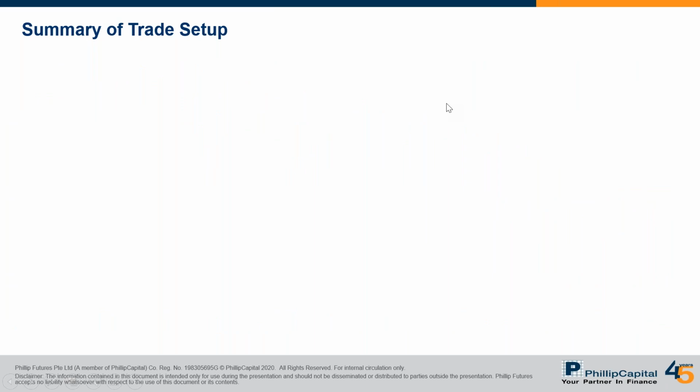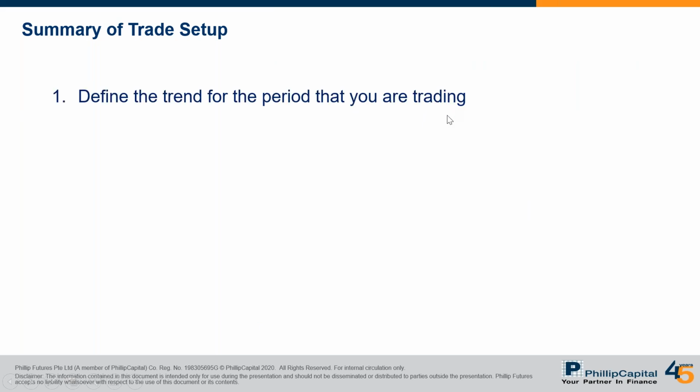Just a quick summary of the trade setup. First, we need to use the moving average to define the trend to trade. If it's on an uptrend, then we will look to buy. If it's on a downtrend, then we will look to sell. Based on the 5 moving averages, we can identify the likely probability of the trend for that day.